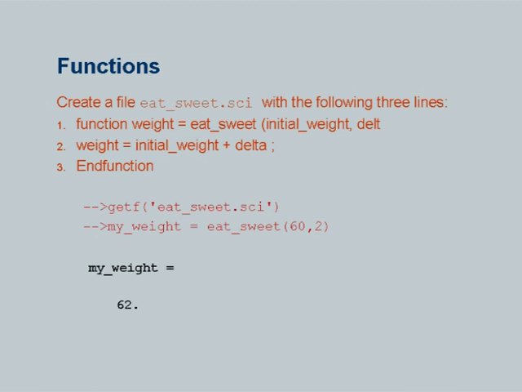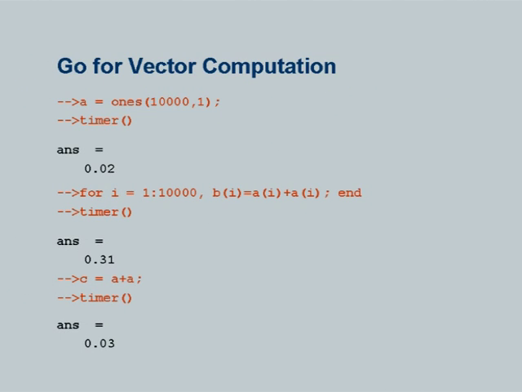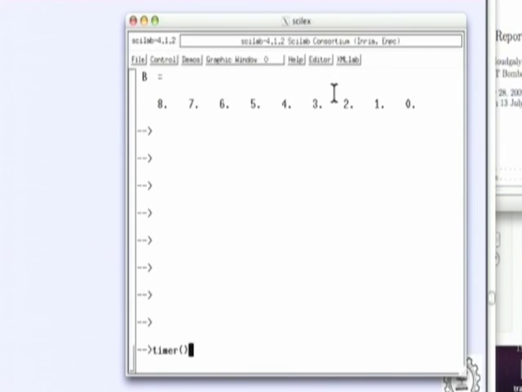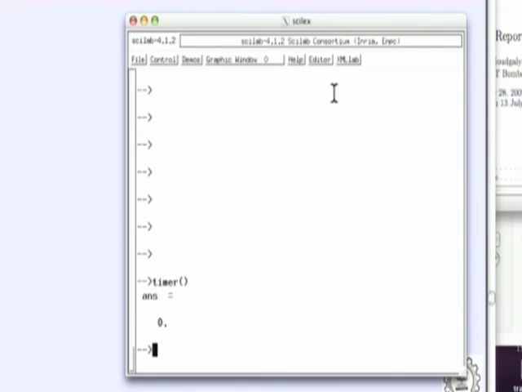Okay, I think we are almost at the end of the Scilab discussion. Let us go for vector computation. I'll just explain what it is by actually doing it first so that you will believe this. So let us create this matrix. The command is, I think, called timer. The timer command initializes the timer and then keeps track of the time it takes since the previous command. So let us do that.